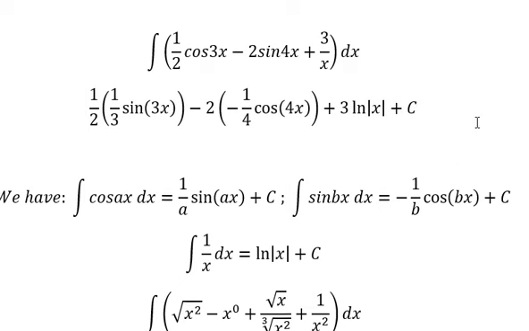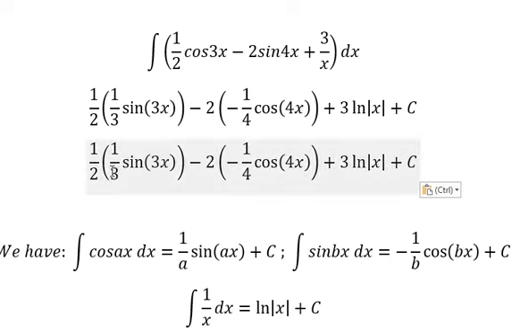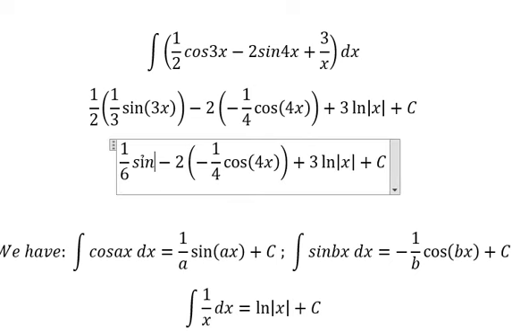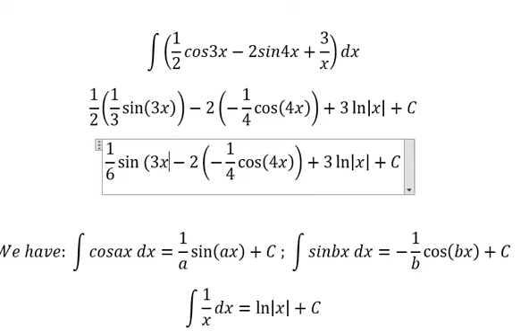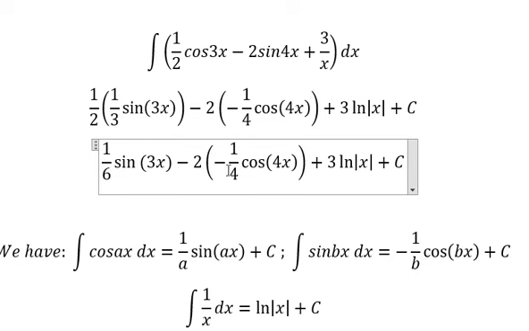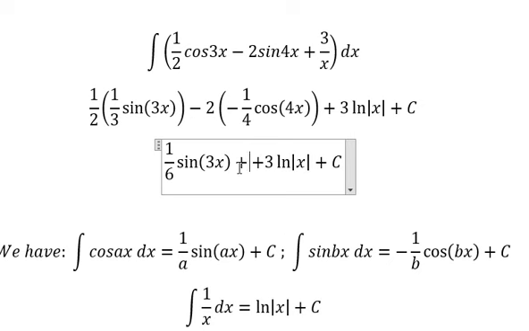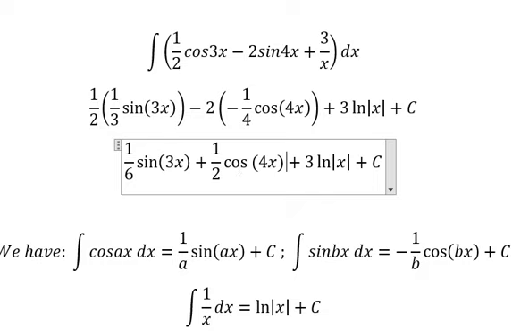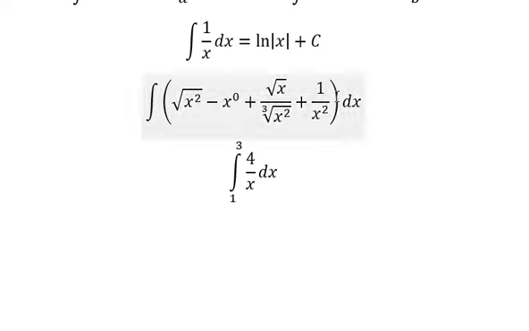Now we need to simplify number 2 and number 3. We have number 6. Negative number 2 multiplied by negative 1 over 4. That is positive 1 over 2 cosine 4x. Now let's go to the next one.